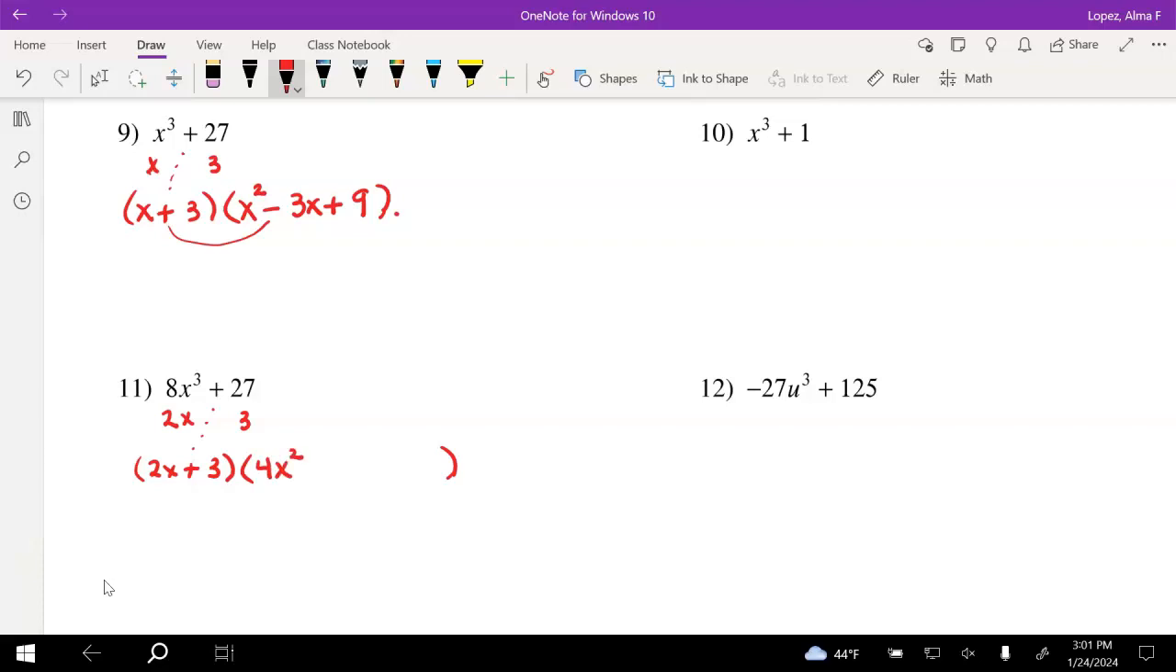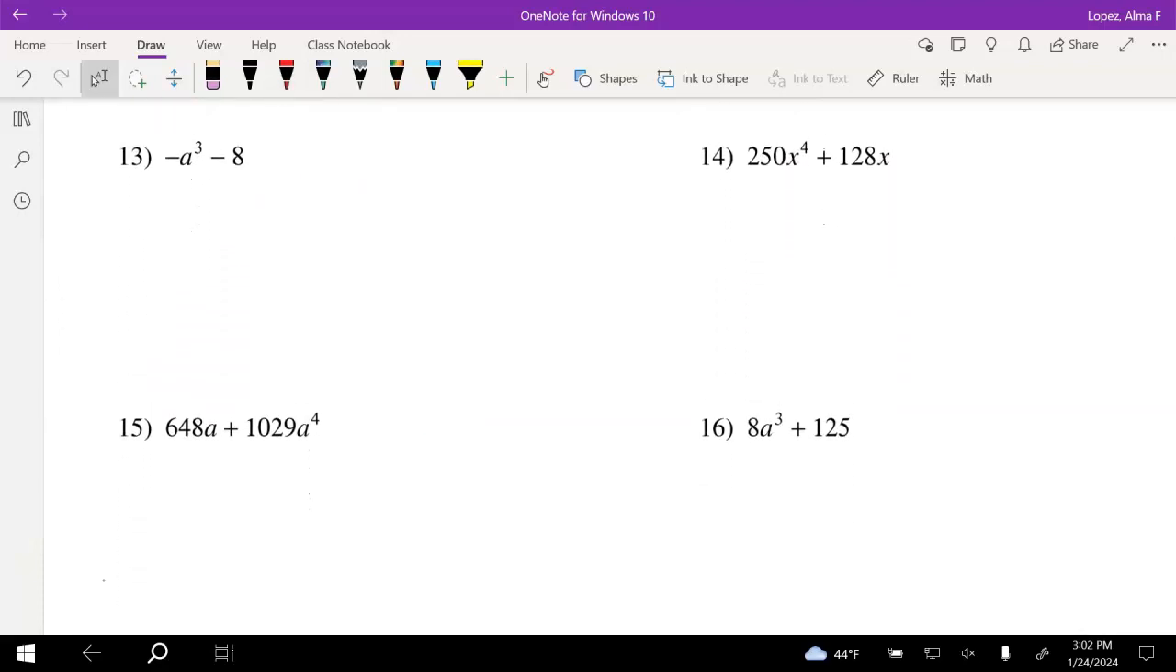Our second base squared goes in the last position. 3 times 3 is 9. The middle term is made up of the product of the first and second bases. 2x times 3 is 6x. This sign is always plus, never going to be any different. And this one is the opposite of what occurred in the original equation, which will make it a negative.